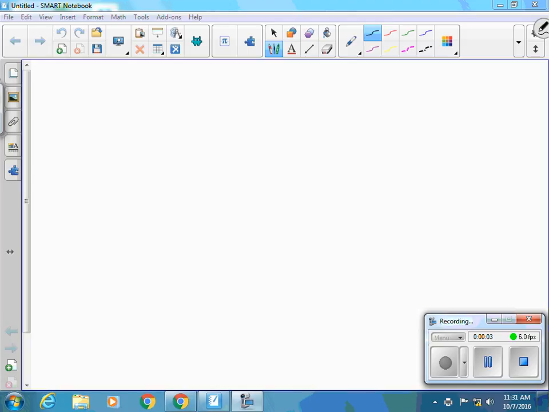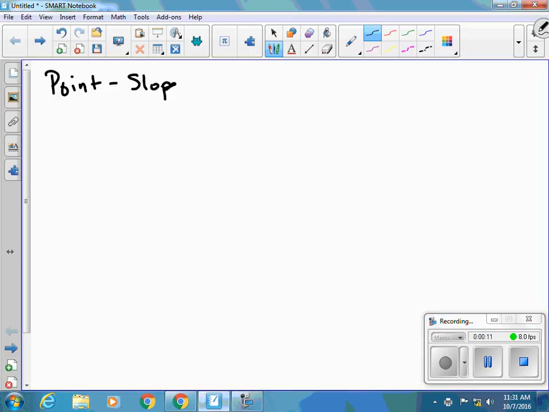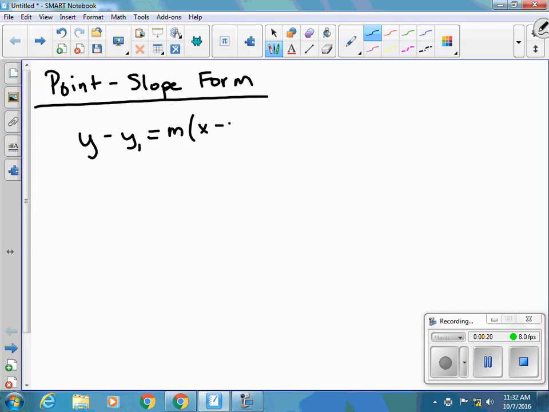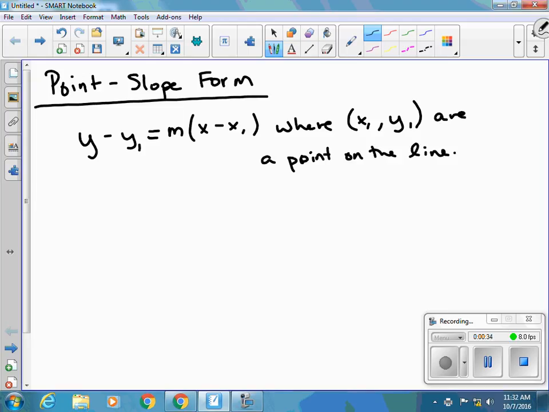There's one last way to write an equation of a line, and that's in point-slope form. Point-slope form is y minus y1 equals m times x minus x1, where (x1, y1) are a point on the line.